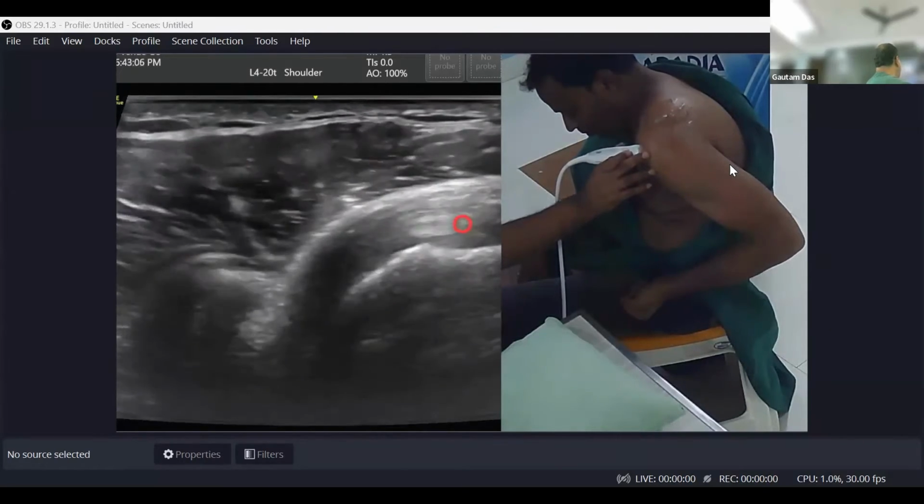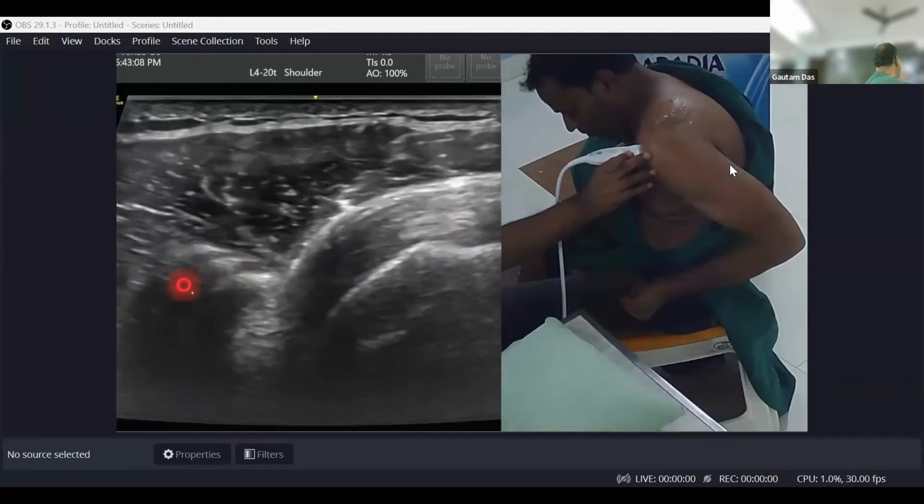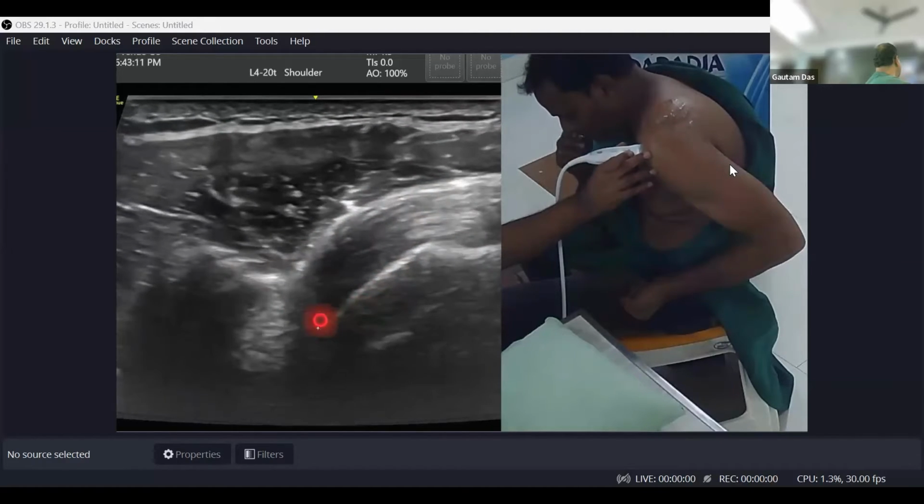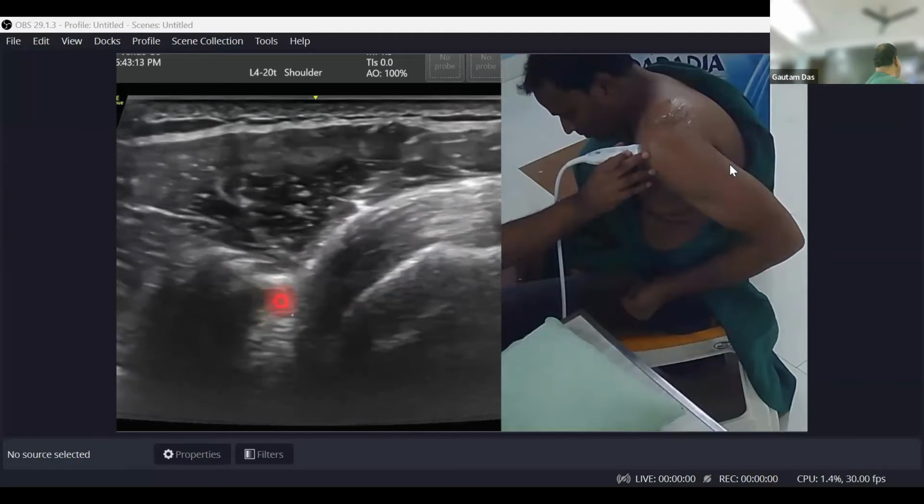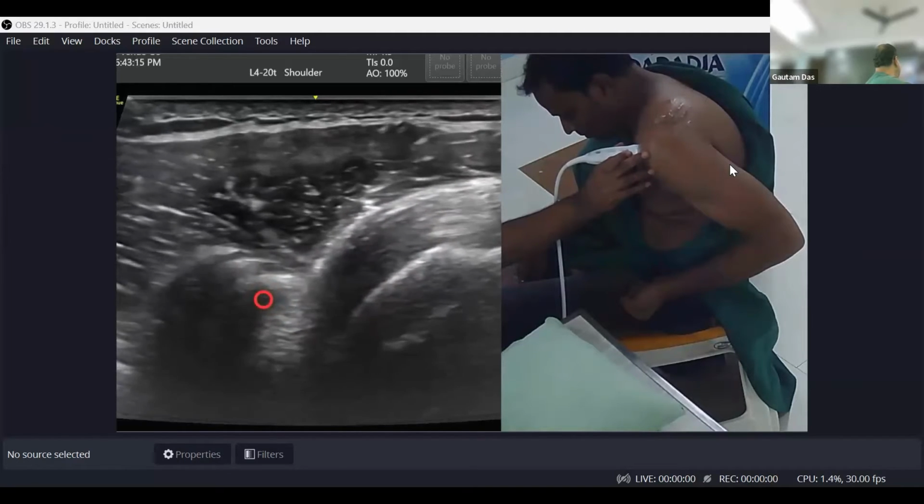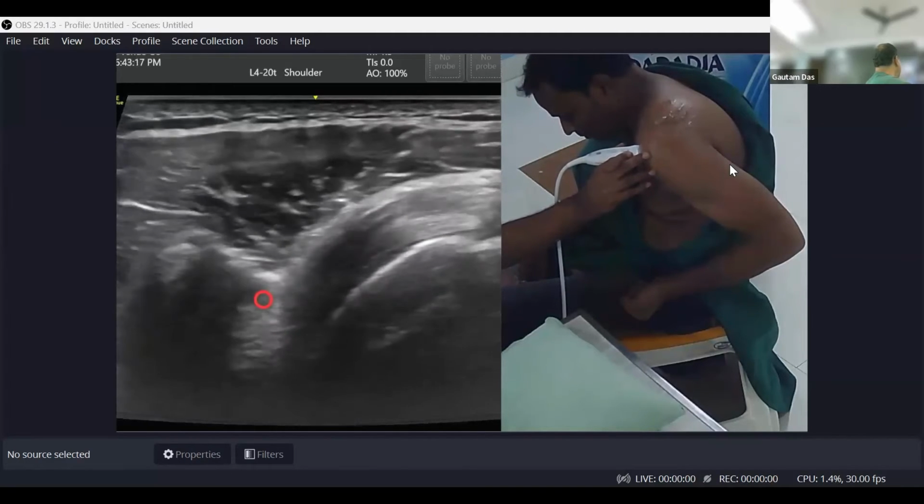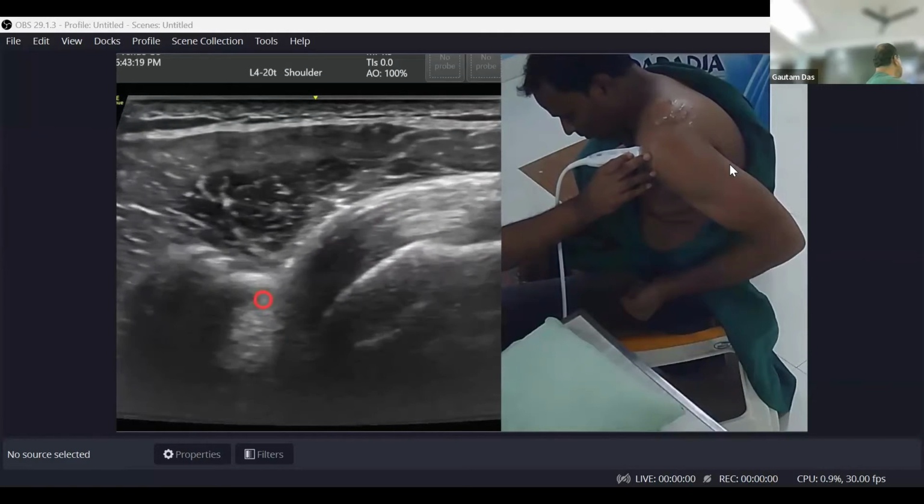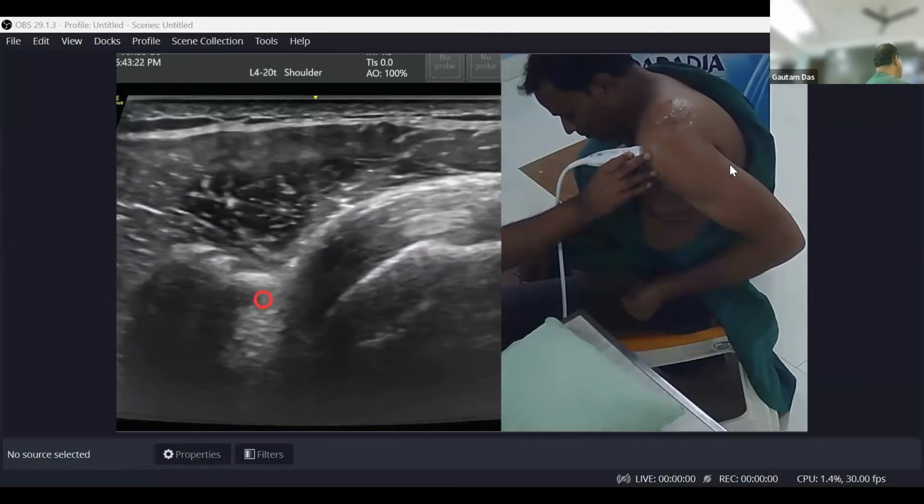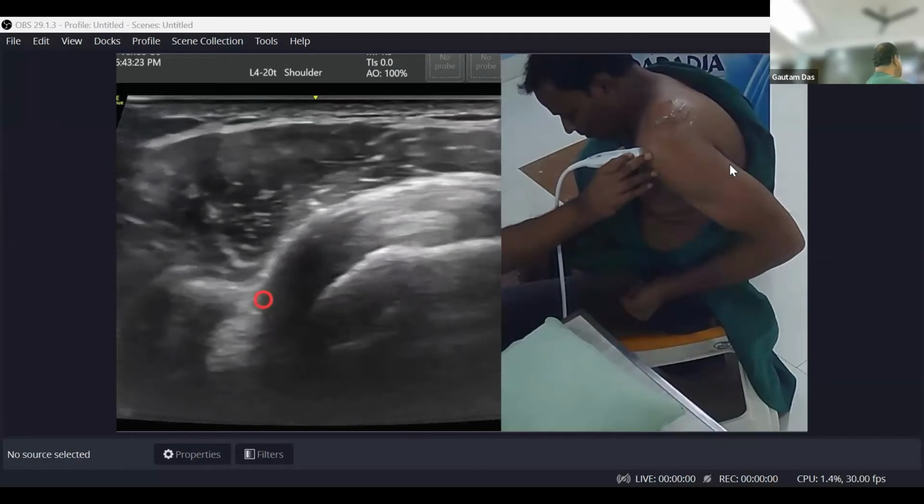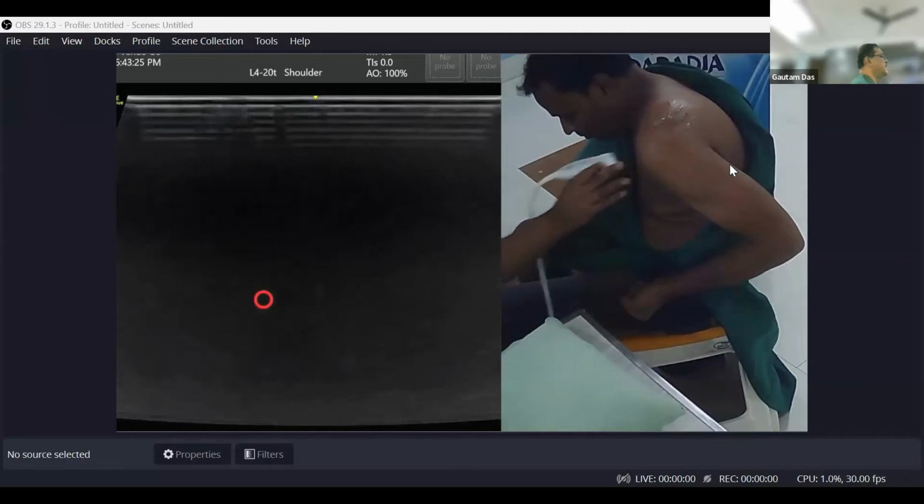So this was your coracoid process, this your coracohumeral ligament. Some books also say there is a small fat pad, a hypoechoic area just lateral to the coracoid. This fat pad might be lost in adhesive capsulitis. So this is the anterior aspect.